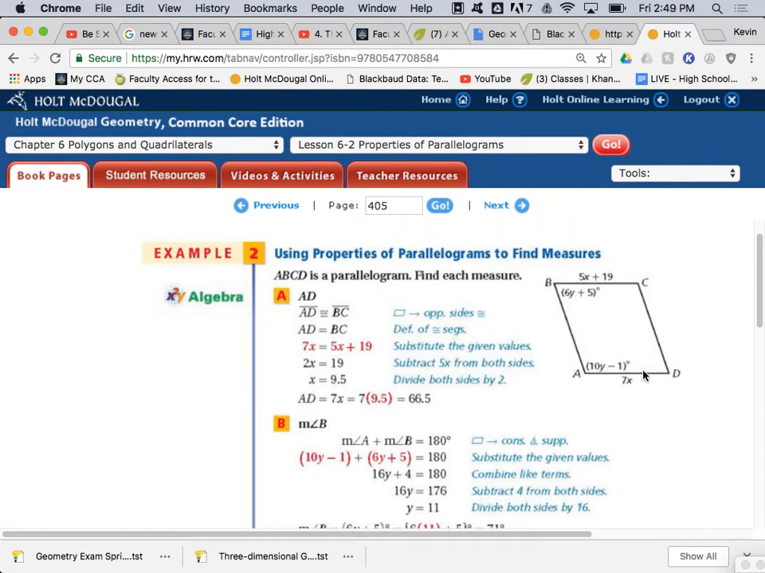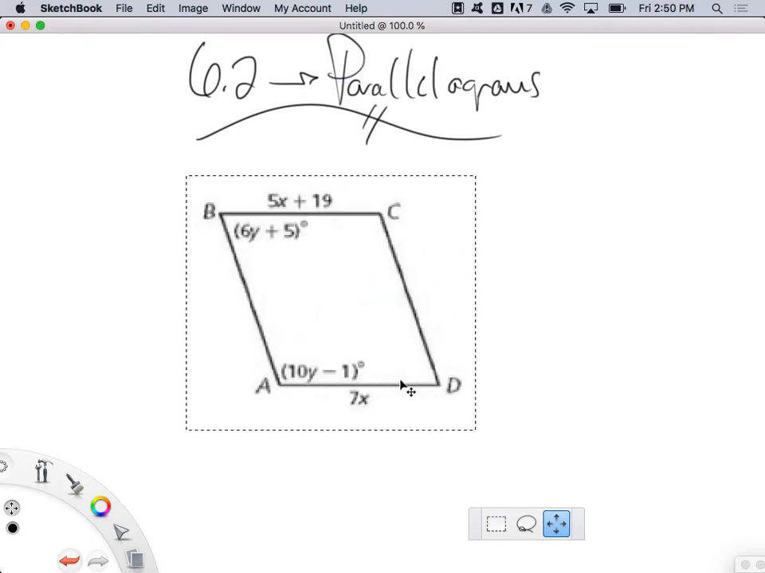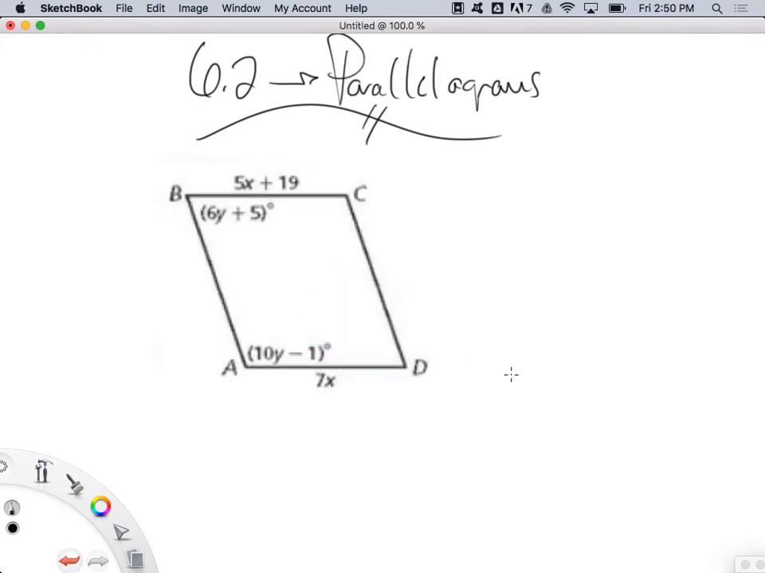Now, here's a good example of a question that I could ask. Say solve for x and solve for y. If it's a parallelogram, what do I know about the opposite sides? They're congruent. So I set them equal. Guys, if you have no idea what to do, just set them equal. 80% of the time in this class, you'll be right. I'm just being honest.